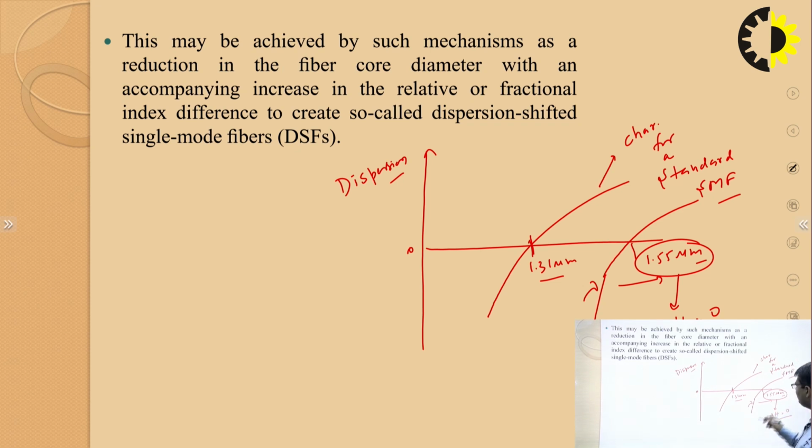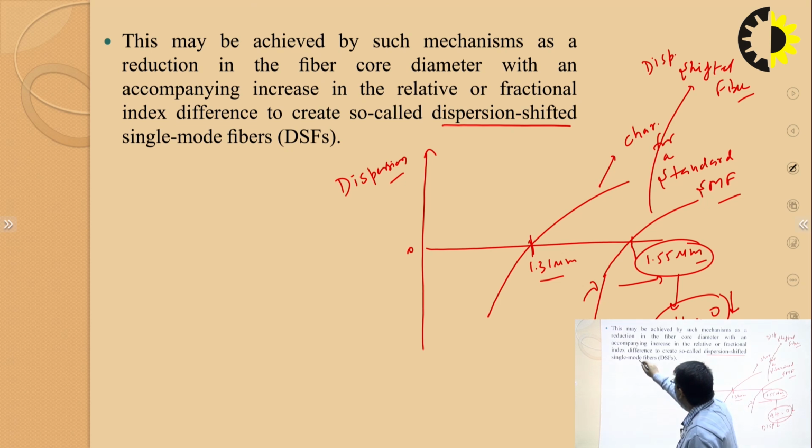So by shifting this dispersion characteristics from 1.3 to 1.55, we get both advantages, that is dispersion is also minimum and attenuation or losses are also minimum. So this type of fiber is known as the dispersion shifted single mode fiber, or DSF.